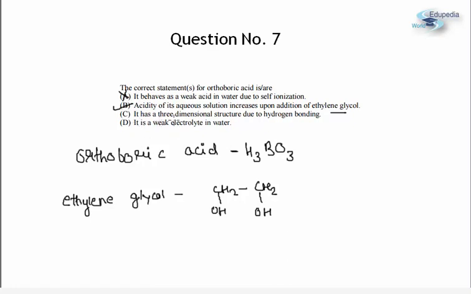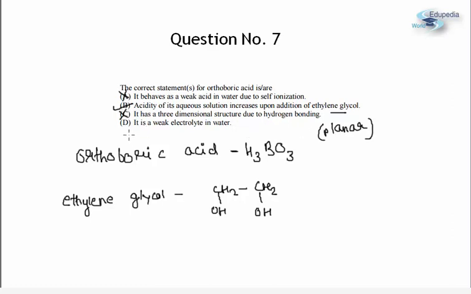C, it has a 3-dimensional structure due to hydrogen bonding. No, if you happen to read it, it does have a hydrogen bonded structure, but that structure is not 3-dimensional. That particular structure is planar, and this has been given in NCERT. So these are straight out of NCERT questions, that is, it has a planar structure.